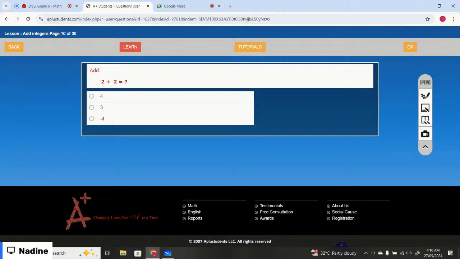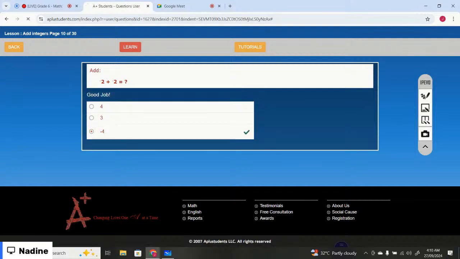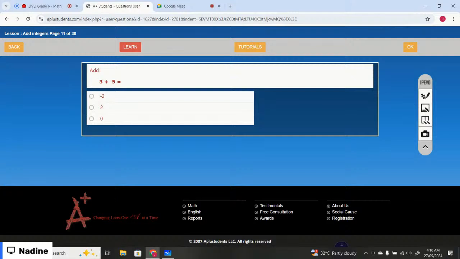The correct option is negative 4. Very good. Option number 3 is the correct option. 3 plus minus 5. So which is the correct option?